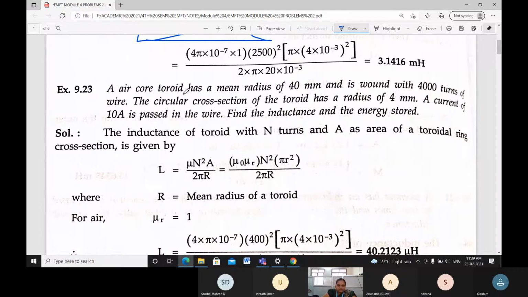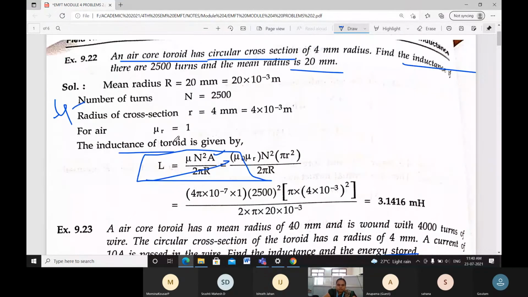An air core toroid has a mean radius of 40 millimeters and it is wound with 4000 turns of the wire, and the circular cross section of the toroid has a radius of 4 millimeters and a current of 10 amps is passed in the wire. Based on this information, we have to find the inductance and also the energy stored.